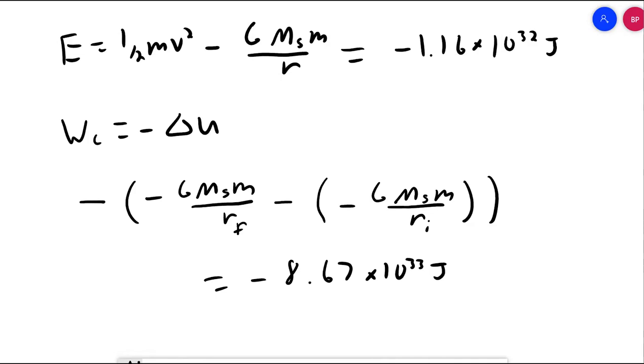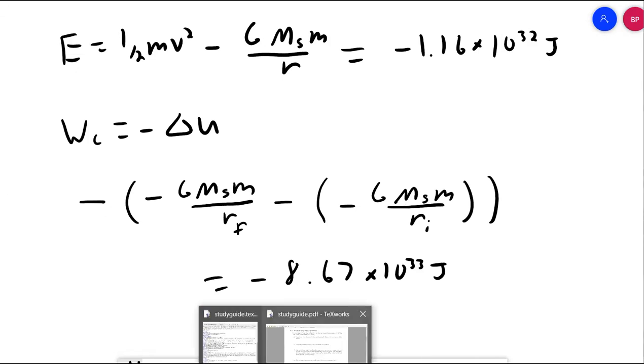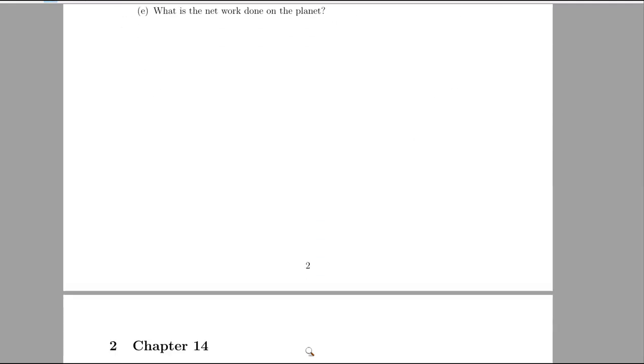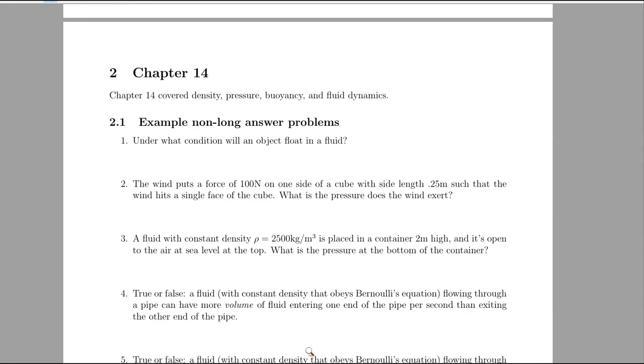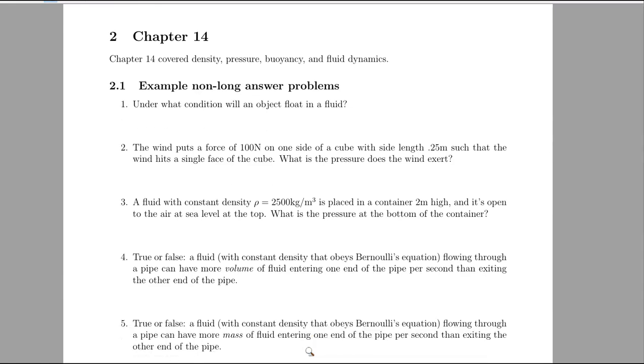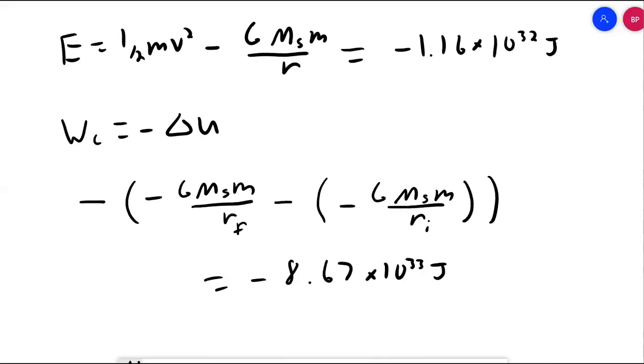And if you plug your numbers in, then you'll find that this is minus 8.67 times 10 to the 33 joules. It's negative because we're moving the planet away from the direction that gravity naturally wants to pull it, right? Gravity wants to pull the planet toward the sun, but we're moving it away from the sun. That's our next one. All right, that's it. So now we can move on to chapter 14. That's all we have to worry about with gravity.